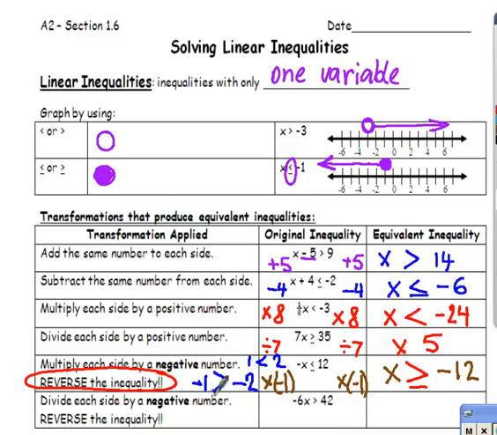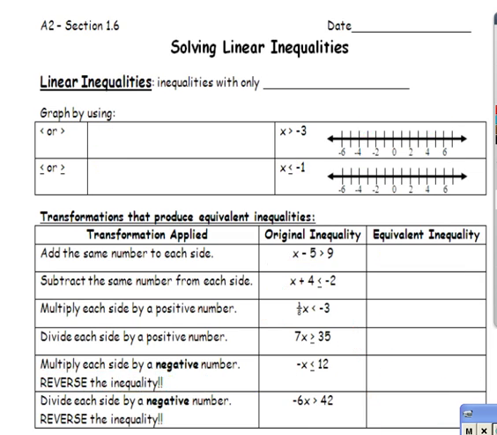Let's go to the last example on this page. We have -6, so we will be dividing by -6. What do we get? We get x on the left-hand side. We'll flip the sign, and 42 divided by 6 is 7. This is going to be our solution. I hope it all makes sense to you.